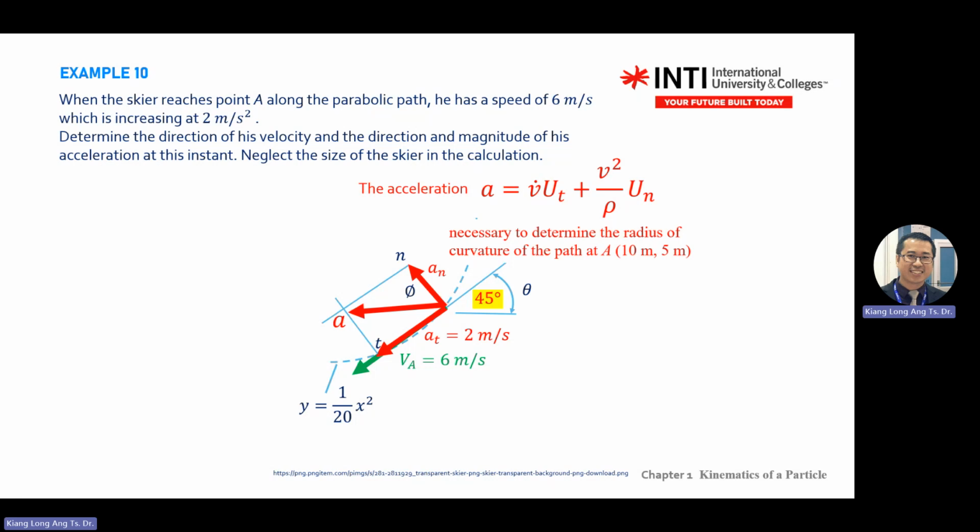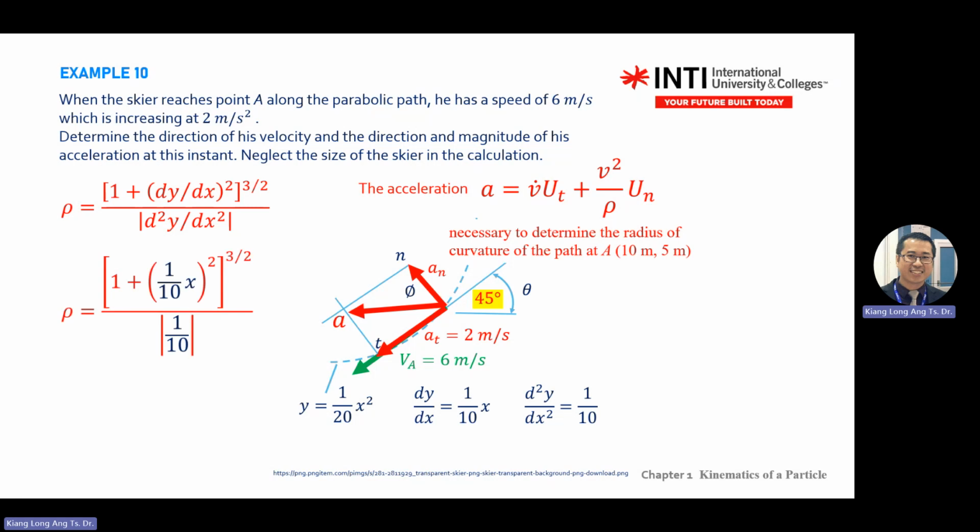So AT you have, given in the question. AN you need to find. AN equal to V square over rho. Rho, how do you find rho? By this equation. So you substitute 1 over 10x over here, then the square one below. Press calculator, you'll get 28.28. This one you go home and do.